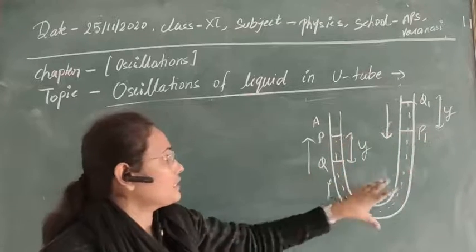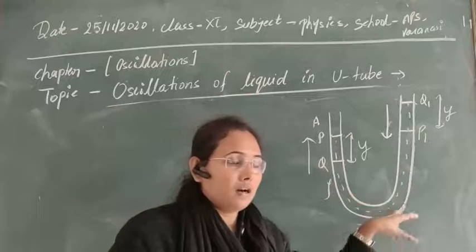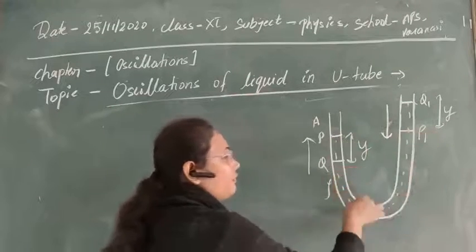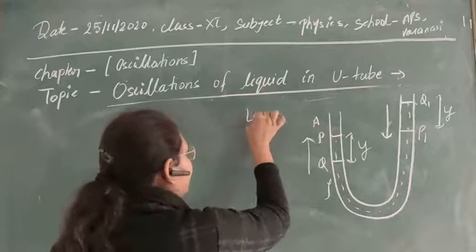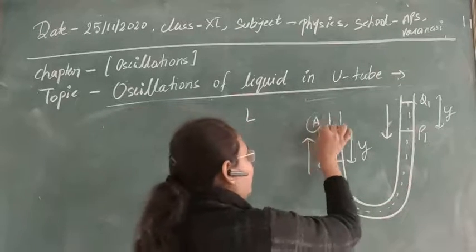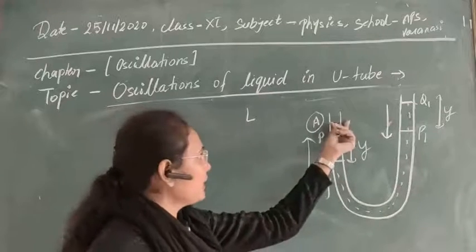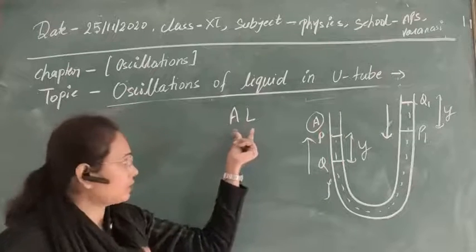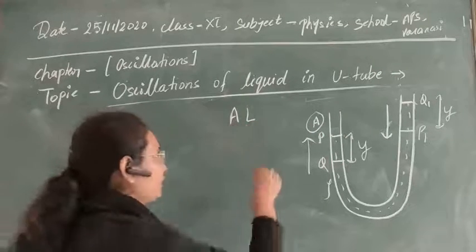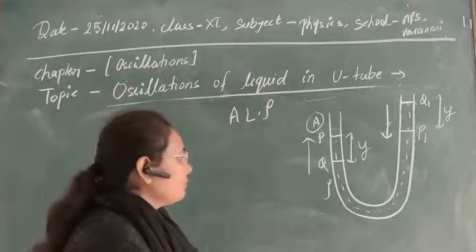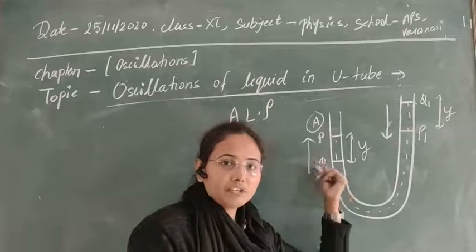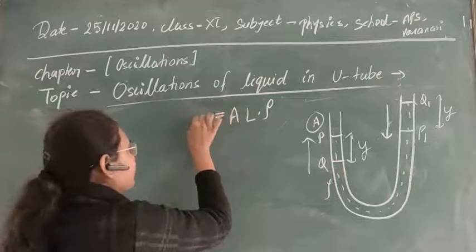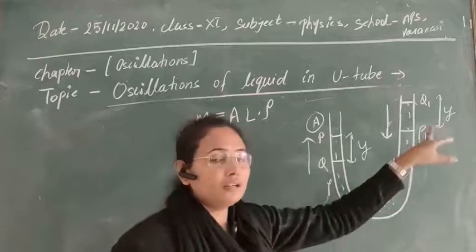So first of all, what is the mass of the liquid column that is taken in the U-tube? Suppose the total length of the liquid column is equal to capital L, and the cross-sectional area of the U-tube is equal to A. So what is the volume of the liquid column? That will be equal to A into L. And if we multiply by the density of the liquid, rho, the density of the liquid we have taken in the U-tube, then it will give us the mass of the liquid column taken in the U-tube.